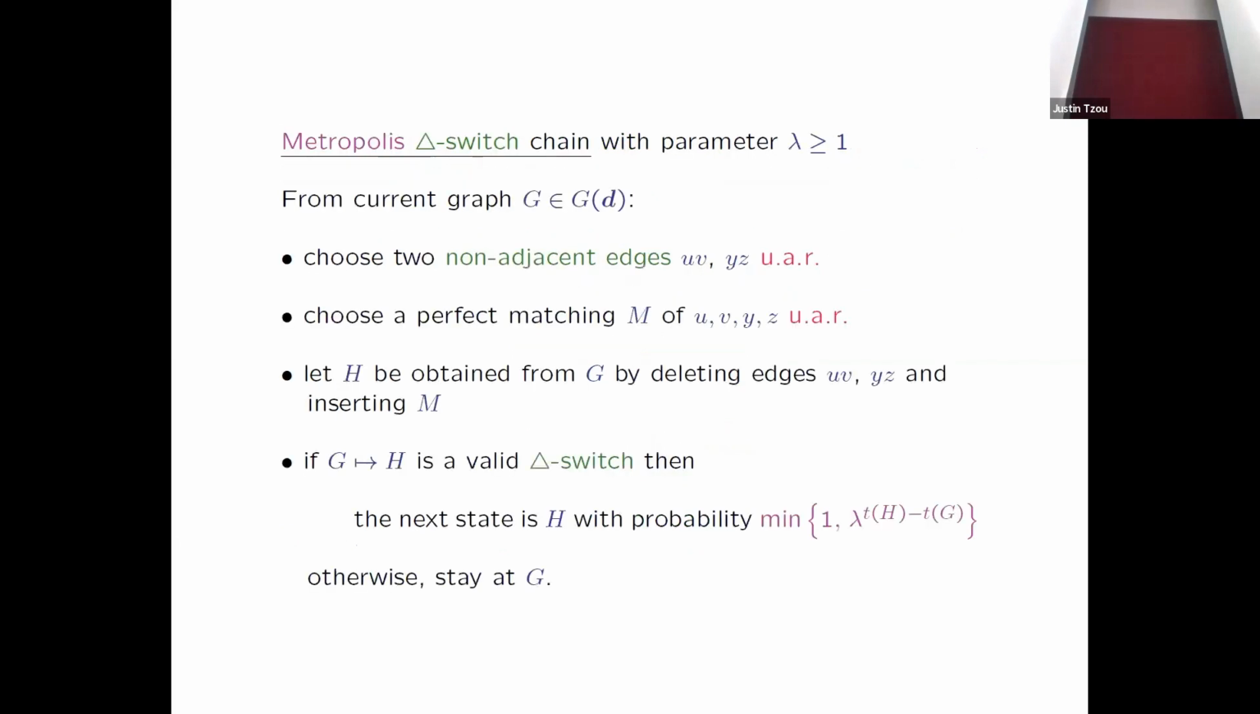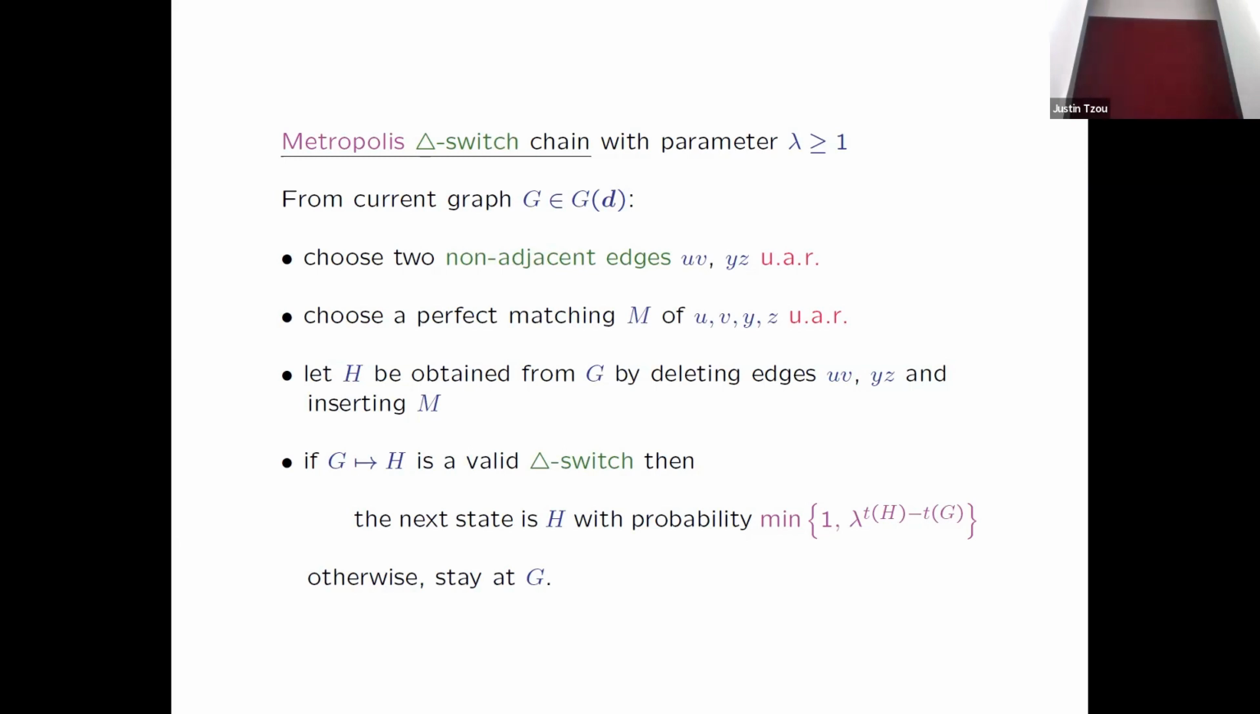Okay, so here's the pseudocode that we used. It looks a lot like the switch chain. From your current state, you grab 2 non-adjacent edges randomly, choose a perfect matching of those 4 end vertices randomly, and create the graph that you would get by deleting the 2 chosen edges and inserting the edges of the perfect matching. And then you check, firstly, is it a valid switch? It doesn't create any multiple edges. And secondly, does it change the set of triangles? So is it a valid triangle switch?